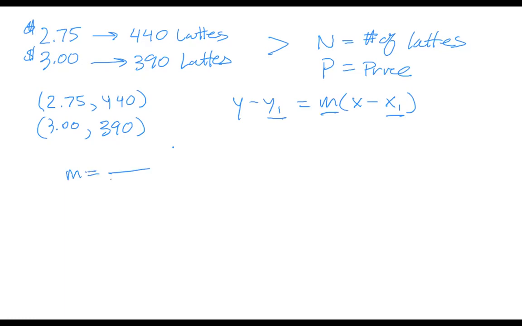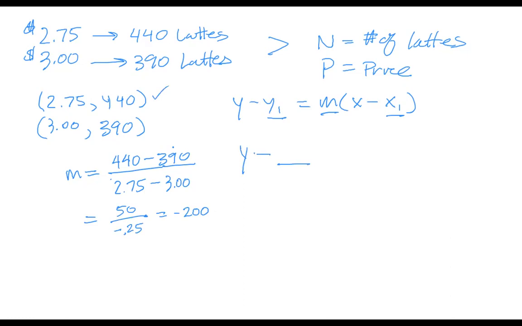We know the slope is the difference of my y's divided by the difference of my x's. So I'm going to go 440 minus 390 on top. These are my y values. And since I started with 440, I have to start with 2.75 on the bottom. Keeping that order correct keeps the sign correct. 440 minus 390, we know that has a difference of 50, and then 2.75 minus 3 gives me negative 25 cents. And 50 divided by negative 0.25 is actually negative 200. So my slope is negative 200.